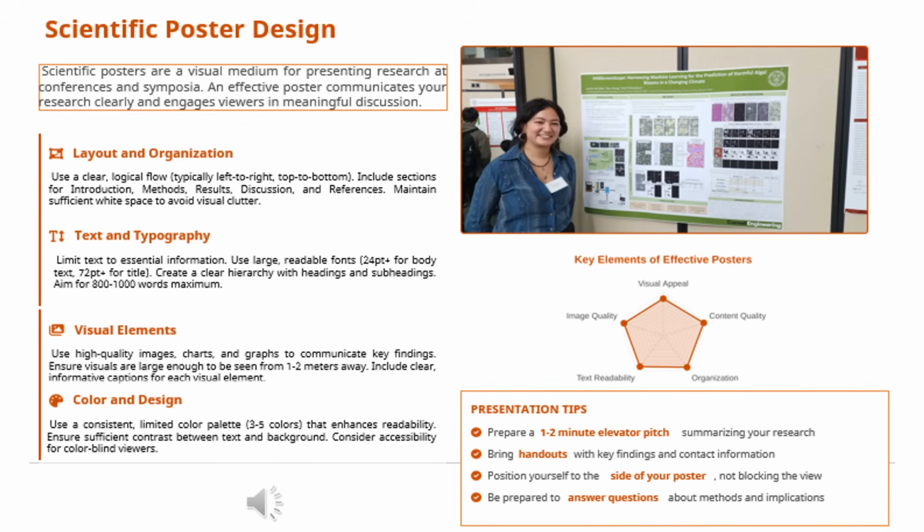Then we have the visual elements like charts and images. They should dominate the poster with minimal text, and it's essential that you use high quality images, charts, and graphs to communicate key findings. Also ensure visuals are large enough to be seen from at least 1 to 2 meters away. Include clear, informative captions for each visual element.